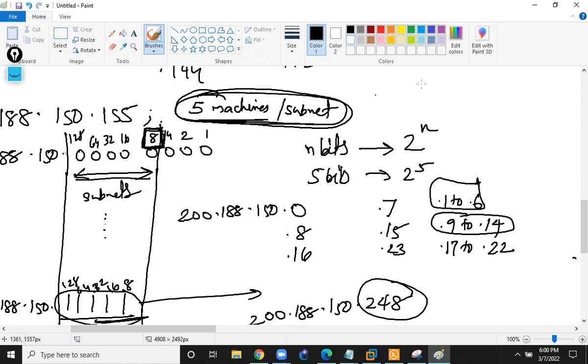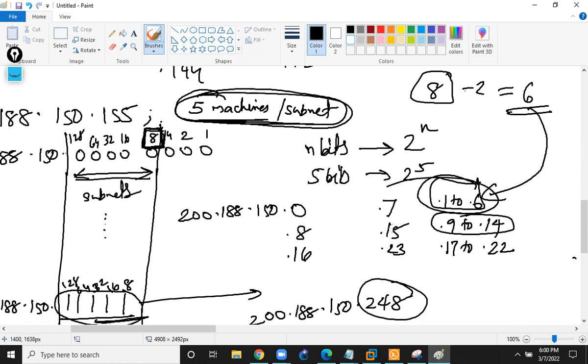8 is the block size, which means 8 machines can be included in that subnet, but without including the network address and the broadcast address. So you have to decrease 8 minus 2, that will be 6. That is how your assignable IPs are 6. Getting it? Okay.